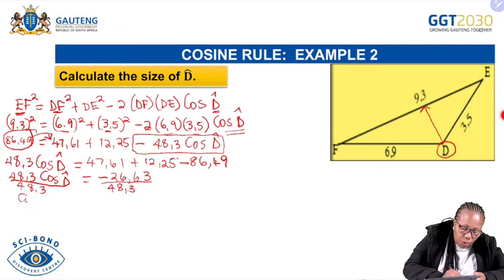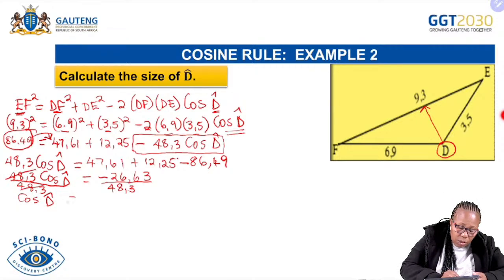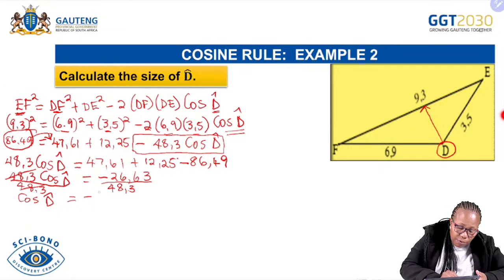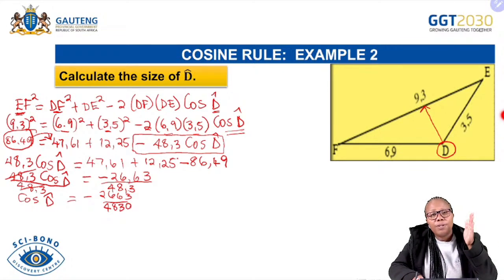So we end up with cos D on this side. The 48,3 will cancel 48,3. So on the right hand side, we have that minus 26,63 over 48,3. If you put this in and try to find a simple fraction, your calculator will give you 2663 over 4830. Okay, and then we are not looking for the cos D, but we are looking for D, grade 12.